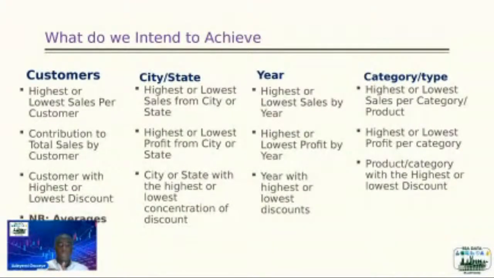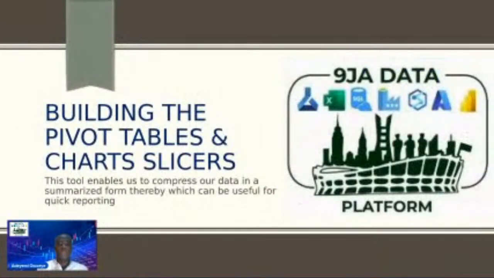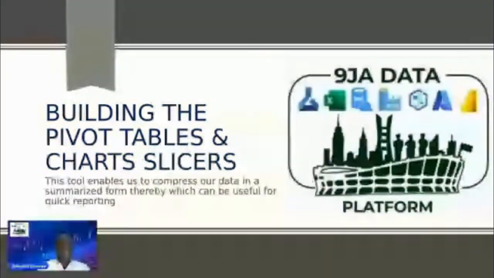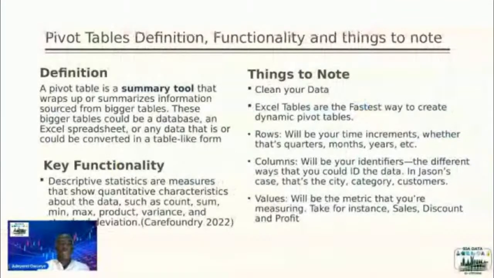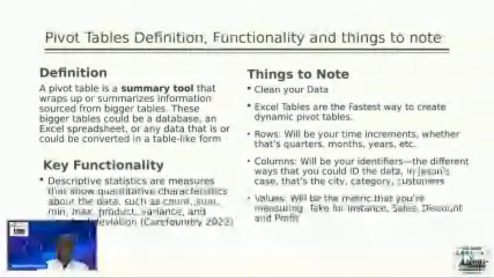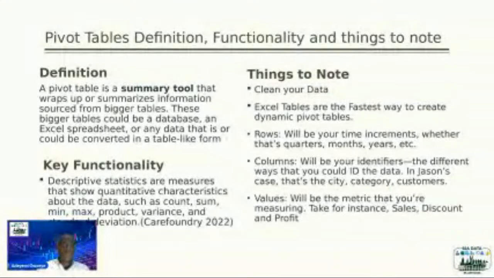The next slide is about building pivot tables and charts. That's another tool you need to understand. Everybody must know how to use a pivot table. In fact, it's a key requirement because it's fast. This tool enables us to compress our data in a summarized form, which is useful for quick reporting. I have a definition of a pivot table: it's basically a summary tool that summarizes information from a larger data set. Functionally, it's more of a descriptive statistics tool. So you can get things like sum if, count if, max, product, variance, and so on.